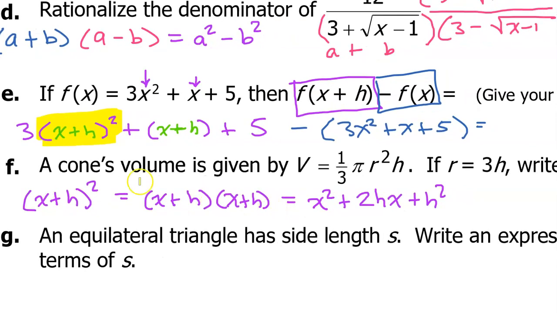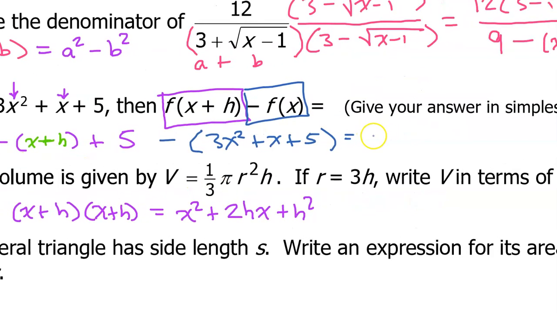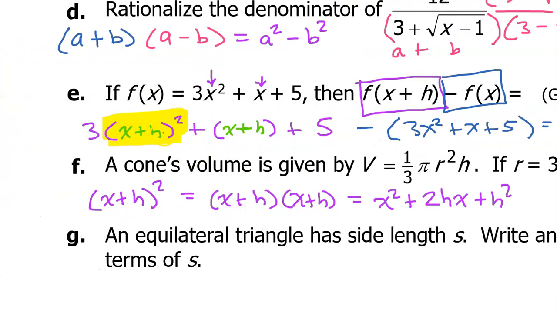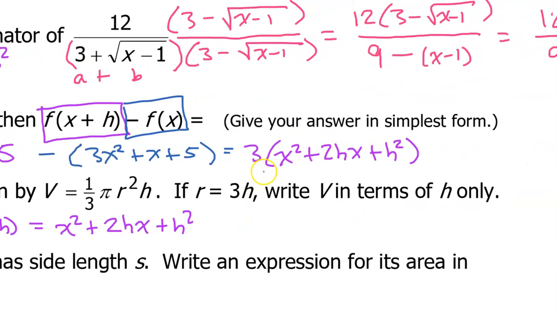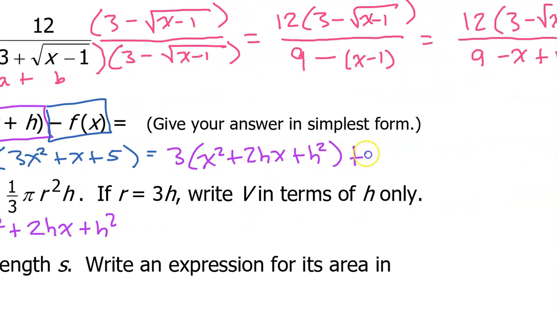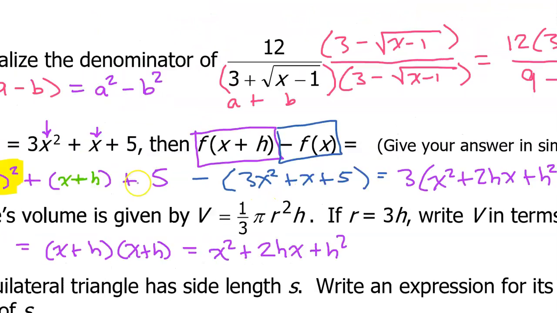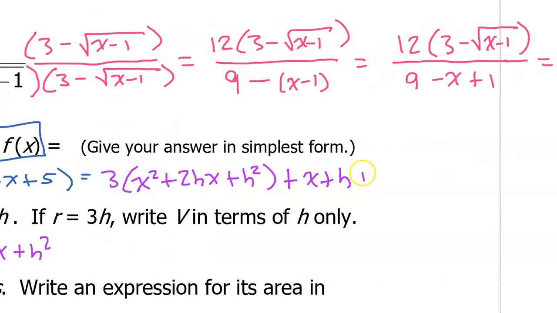So this is what I get just from this portion right here. So let me copy that down. Don't forget I have a 3 out in the front of all of this. So I have 3 times all of this. X squared plus 2hx plus h squared. Alright, so I've done that. Next I have my plus x plus h. It's not being squared or anything, so I'm just going to leave it outside of parentheses now. So plus x plus h. And then I have my plus 5 right there.